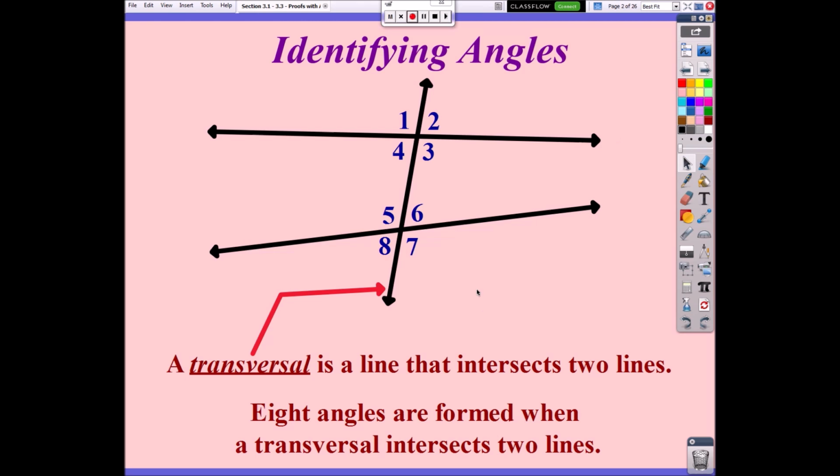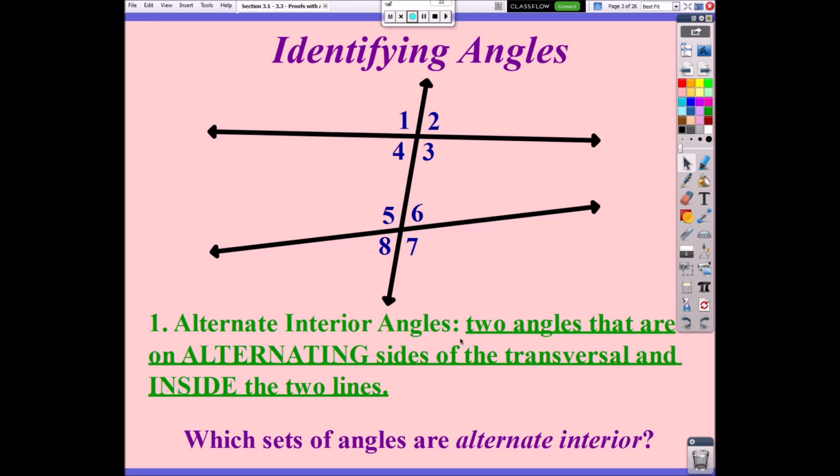So first we talked about just identifying some of our new types of angles. And so we said if we had two lines and we had a third line that we're going to call the transversal that cuts between those two lines, then 8 angles are created. And then we gave some names to some of those angles.